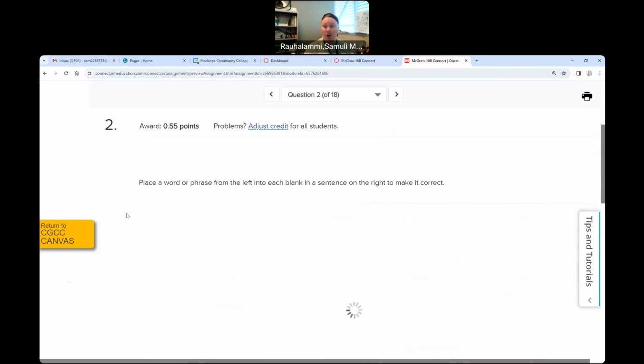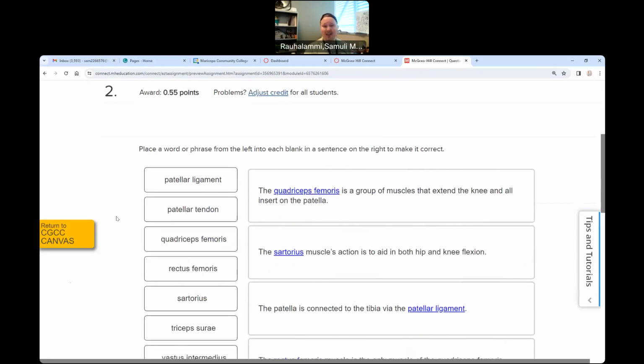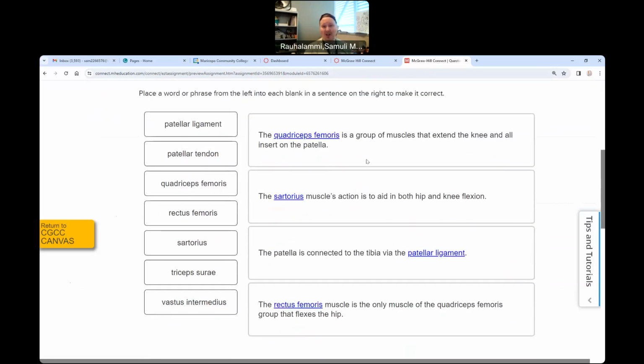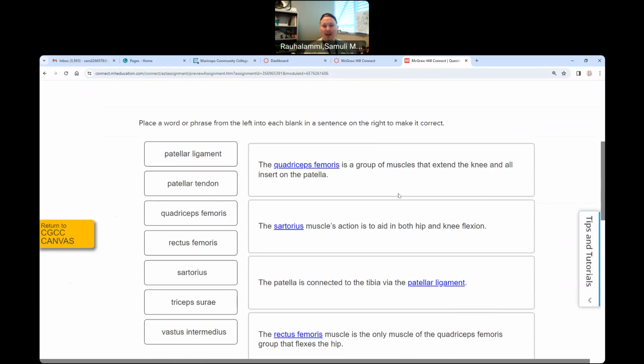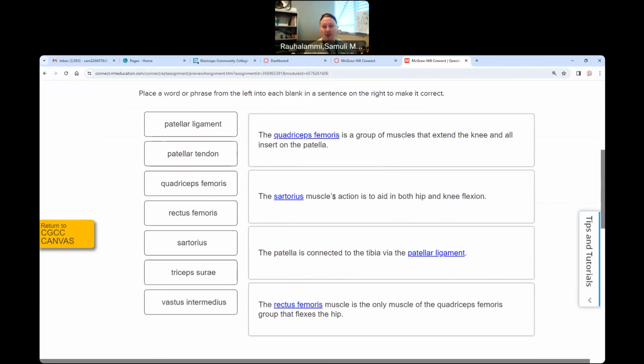We're not going to go through all of the quiz questions, but you'll see that I also have questions where you get to complete sentences. So here you would drag the correct word to complete the sentence. The quadriceps femoris is a group of muscles that extend the knee and all insert to the patella. So that's our quads. The sartorius muscle's action is to aid in both hip and knee flexion.